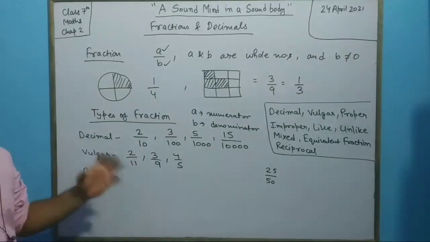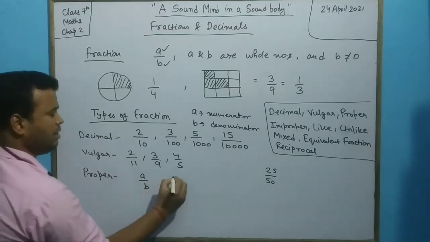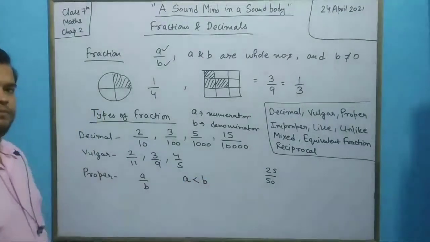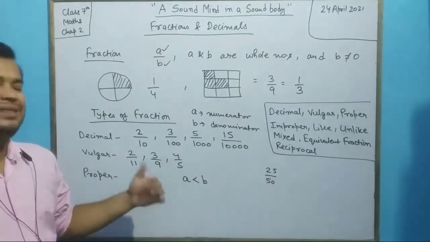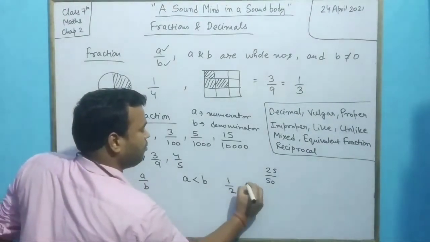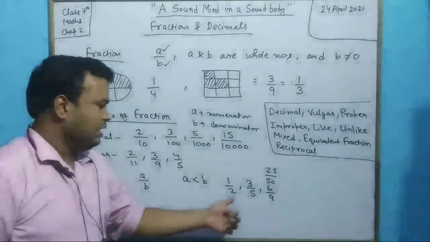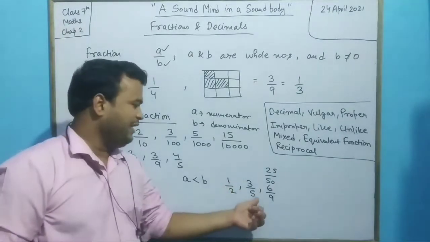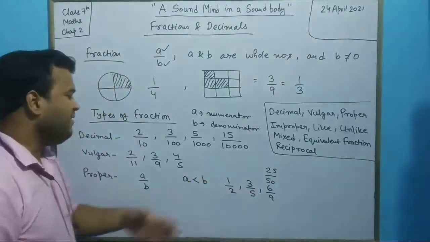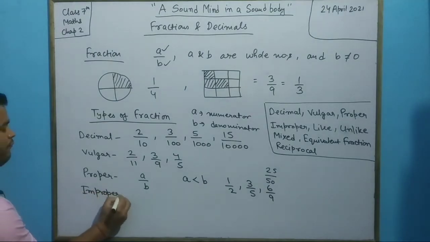Now what happens in proper fraction? As you know that A upon B is a fraction. Here in proper fraction, the numerator is always less than the denominator, meaning the denominator will be greater than the numerator. Like 1 upon 2, 3 upon 5, 6 upon 9. Here 2 is greater than 1, 5 is greater than 3. This is proper fraction.